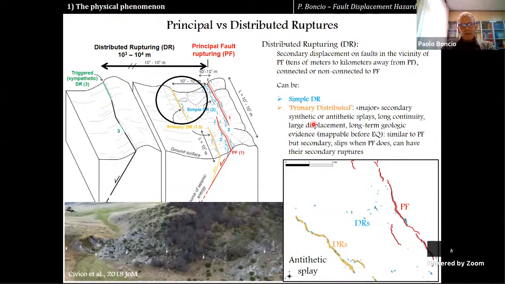And then we can have distributed rupture on major secondary synthetic or antithetic splays with long continuity, large displacement, long-term geologic evidence, that can be mapped before the earthquake. So something similar to the principal fault, but secondary. The slip when the principal fault does can have their simple distributed ruptures.